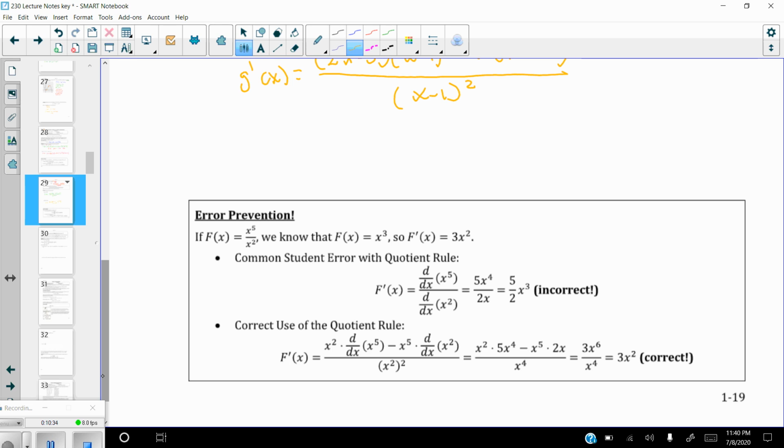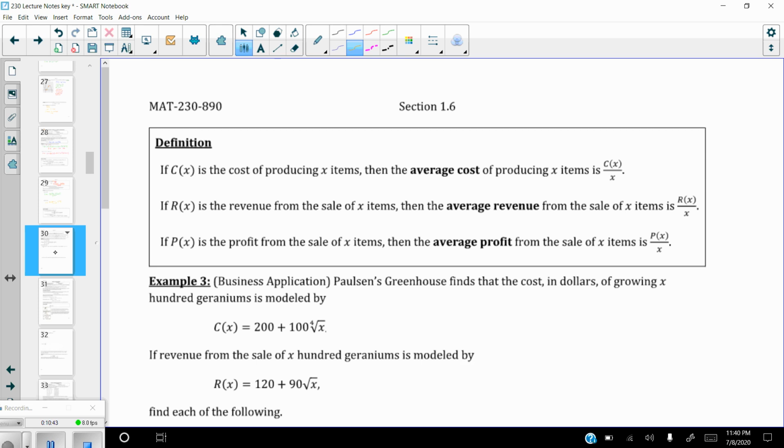And again, look through the error prevention just to make sure you can see what the common mistake is and try not to make that one. Okay, let's go ahead and give it some business application.